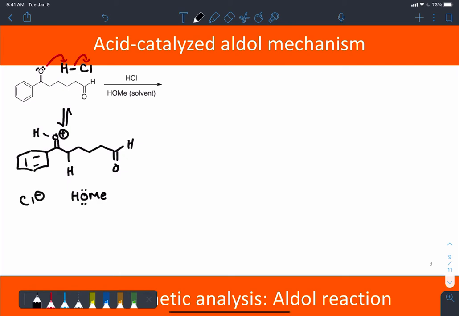And while the chloride could be the base in the next step to generate the enol, the solvent is in very large excess, and so it's much more likely to act as the base here to collide with that alpha proton. And we generate the enol.